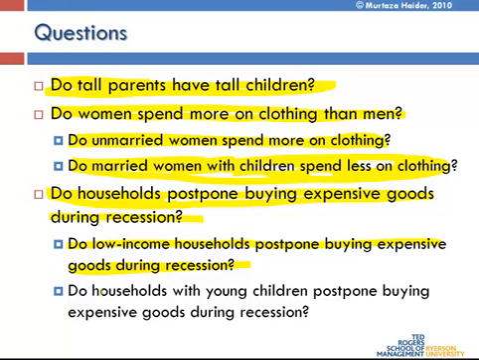Or do households living with young children postpone buying expensive goods during recession because they may be afraid that if they lose their job, they won't be able to pay the living expenses for their children, and therefore, let's not spend money until we have some job security. So all these questions lead you to one interesting conclusion: you can ask a question, but there's more than one variable or more than one factor that you have to account for in answering that question.